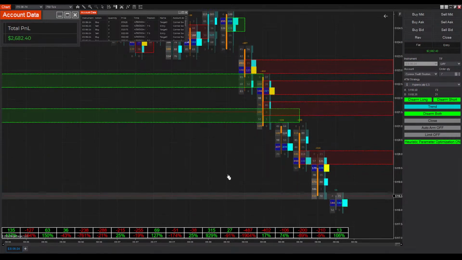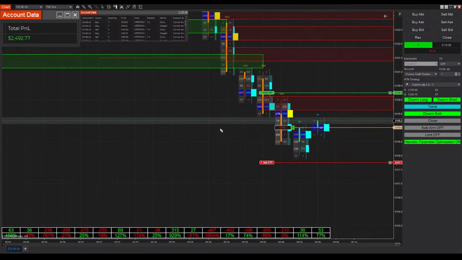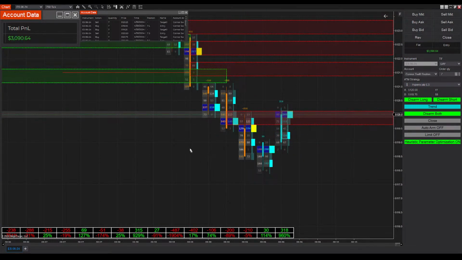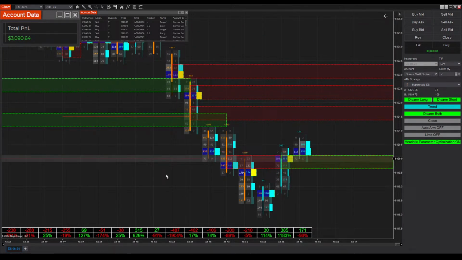Wow, we won like, I don't even know how many trades we just won there. But this time we got into a long trade. Holy, okay. Now we're up to $3,000 on the day. We just had a crap ton of back-to-back trades there. I'm glad we were in trend mode.